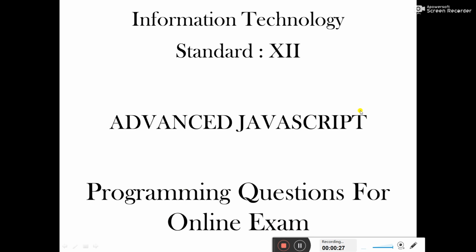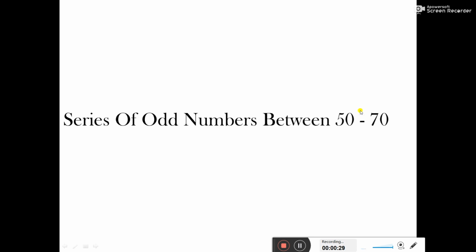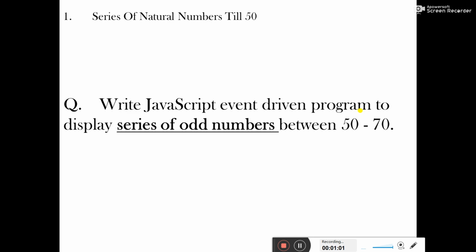Now today we are going to see the third question, that is write JavaScript event driven programming to display the series of odd numbers between 50 to 70. What we need to do, we need to display the series of odd numbers. In previous lecture we have checked whether the number is odd or even, correct? So here we don't need to check the number is odd or even. We need to display the series of odd numbers between 50 to 70. All the odd numbers between 50 to 70 we need to display one by one. Okay, so this is the question.